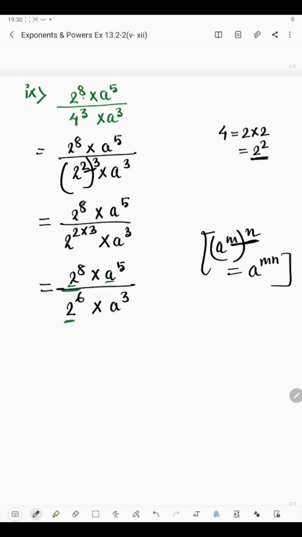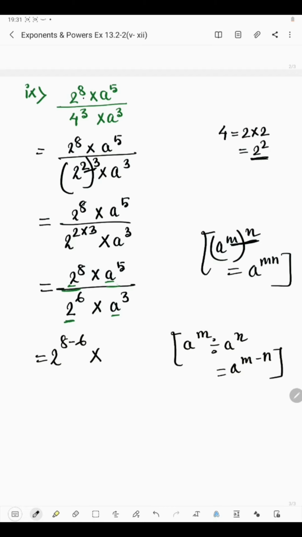Similarly here also we have the same base and in between the divide sign is there. Okay, so if there is the same base and in between a divide sign is there, then we just subtract the powers. So a to the power m minus n. So here 2 to the power 8 minus 6, 2 is the base and we'll just subtract the powers, which is 8 minus 6, multiplied by here a is the base, so a to the power 5 minus 3.